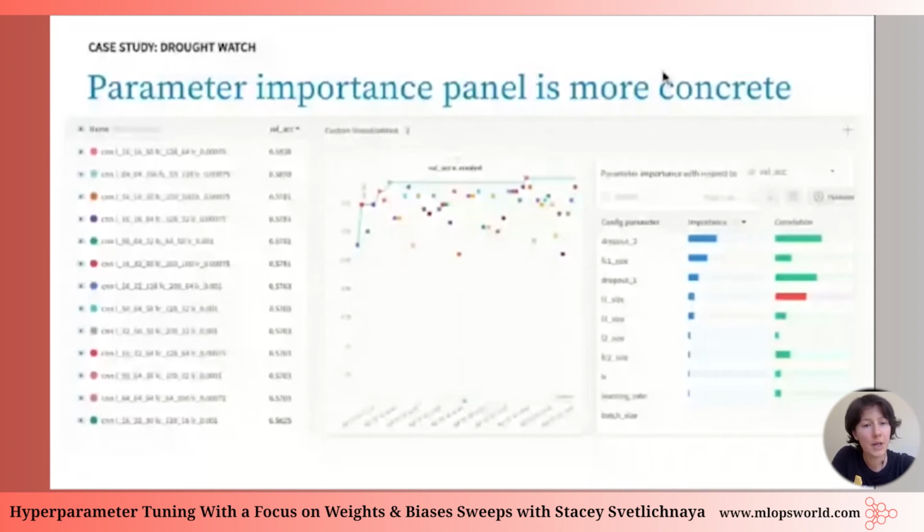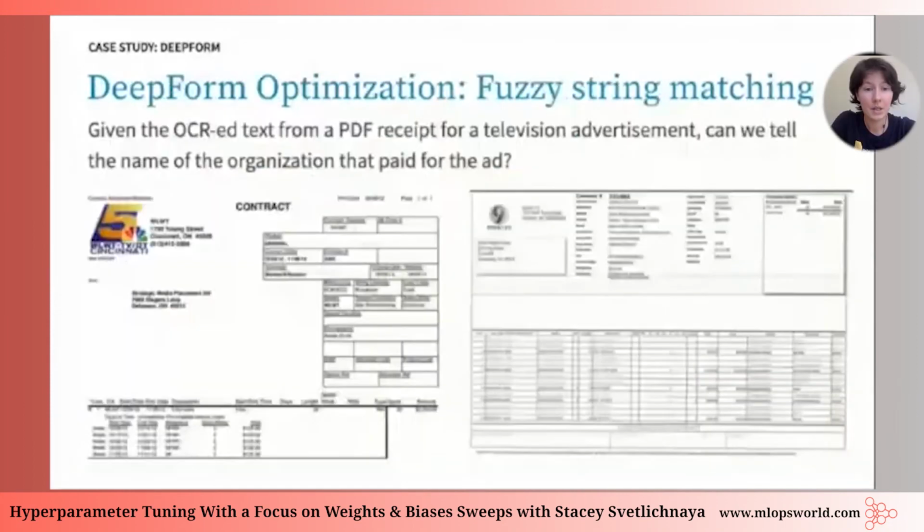Here's a different project. In this one, we're looking at PDFs of receipts for television ads that have been OCR'd, and we're trying to find from the OCR'd string what the name of the organization is that paid for the ad. And here are just 2 examples. As a human, this is very easy to read, the way we read receipts from a grocery store. And as a computer, it's very hard, especially if you don't have the geometric information.